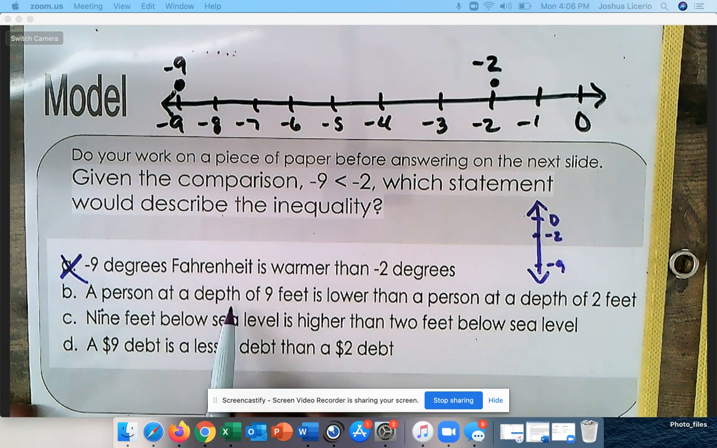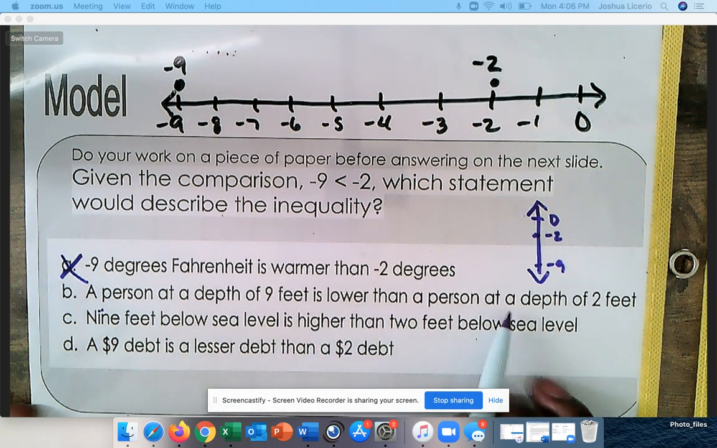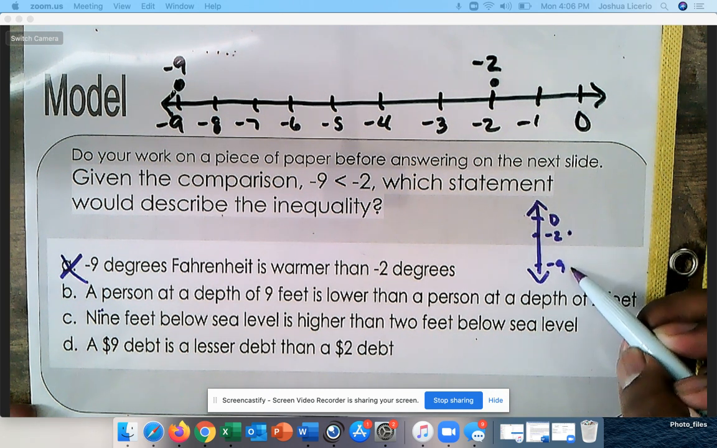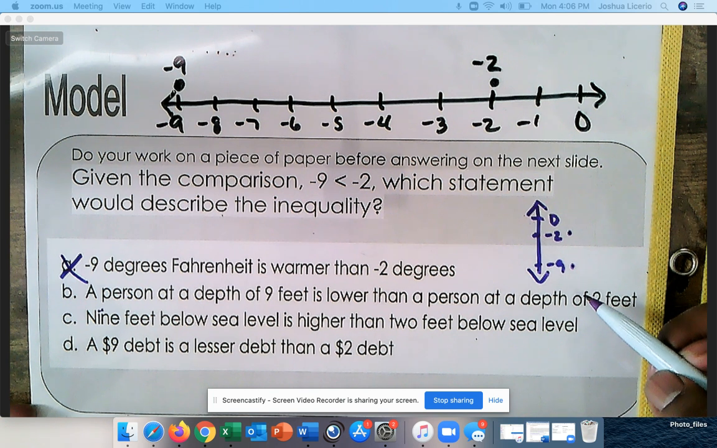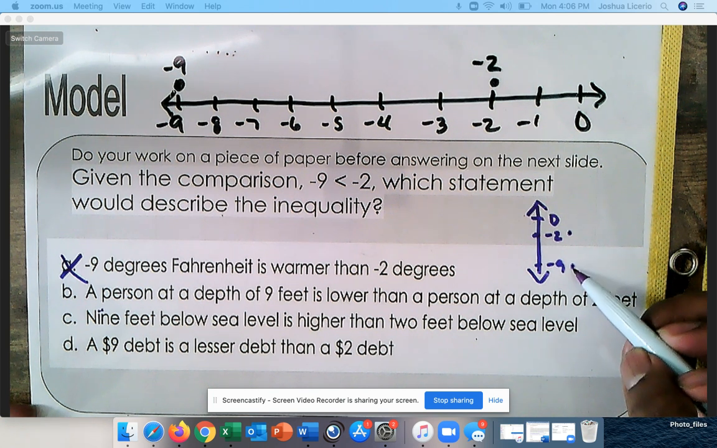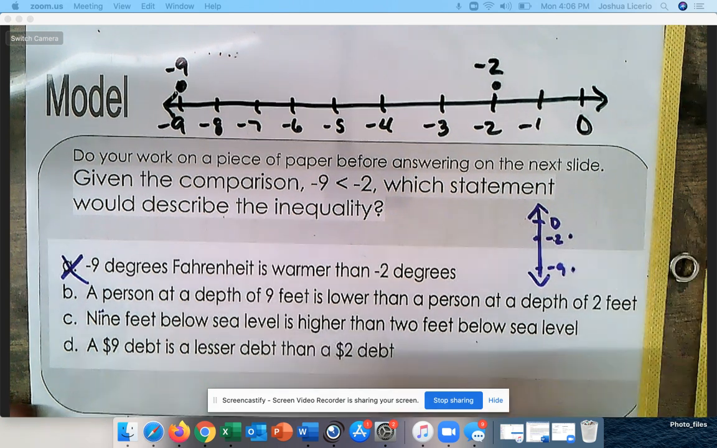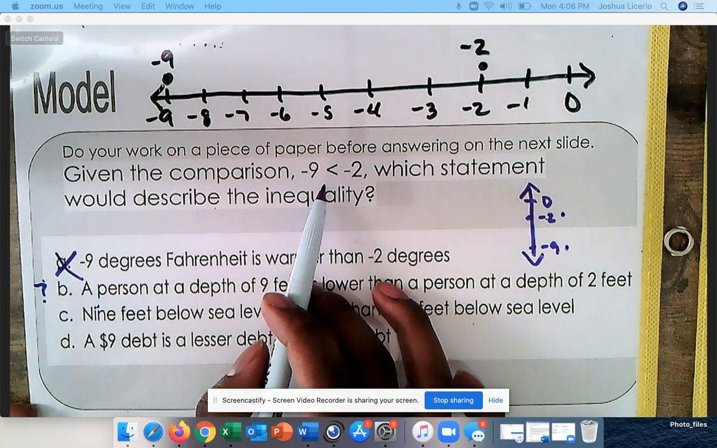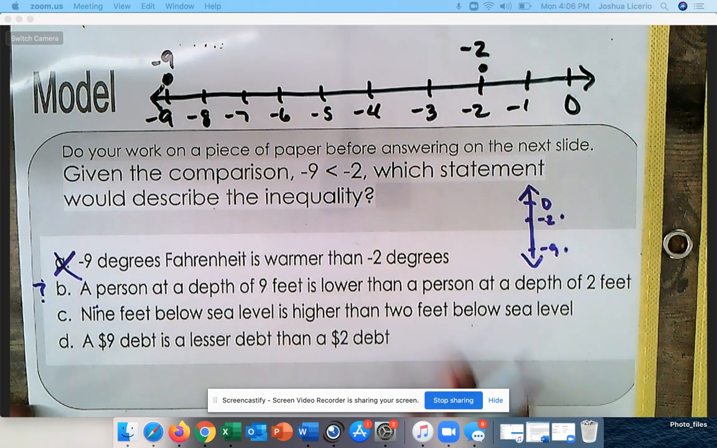So it says a person at a depth of 9 feet is lower than a person at a depth of 2 feet. Well, if I look at it here, if you're at -9 feet, at a depth of -9 feet, you are definitely lower than a person who's at a depth of -2 feet. So this is a maybe. Let's go on to C. We're going to keep that in mind. That might be correct. There might be one that does a little bit better job of representing this inequality. But for now, B is our best choice.